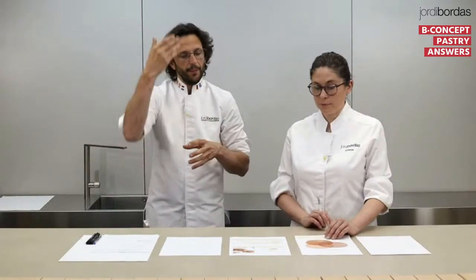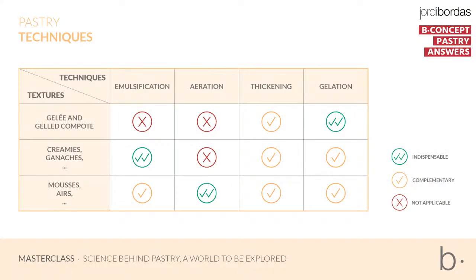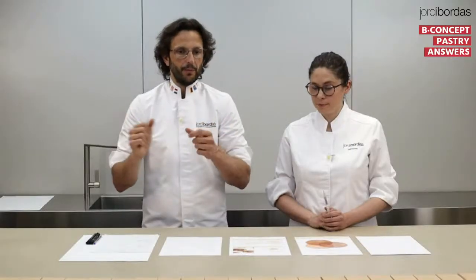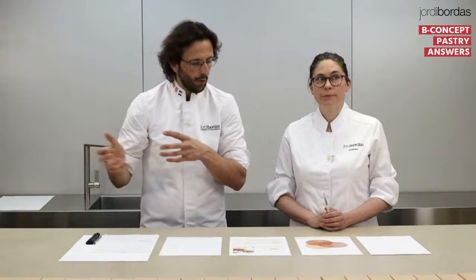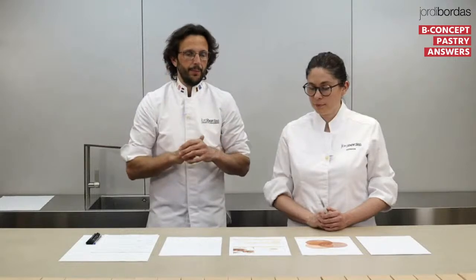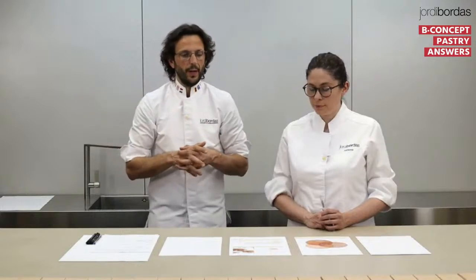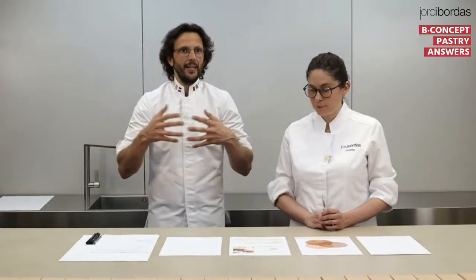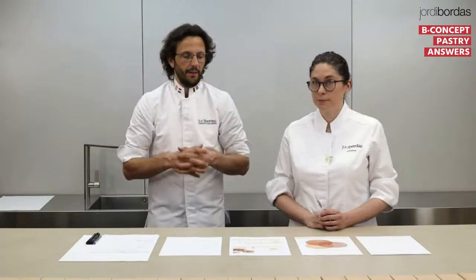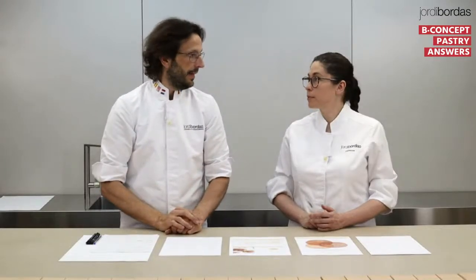Then if we move to a creamy texture or ganache, for example, it is something similar to a compote, but we have to add another technique, emulsification. Why this? Because we have fat inside. That means that in the first kind of texture, gelé or compote, we have just water, sugars, fibers, some proteins, and a small amount of fat, less than, for example, 1%. And here we need gelation and thickening. But when we move to a creamy or a ganache, or these kinds of textures that don't have air inside and contain fat, here we need emulsification in order to bring together fat and water.